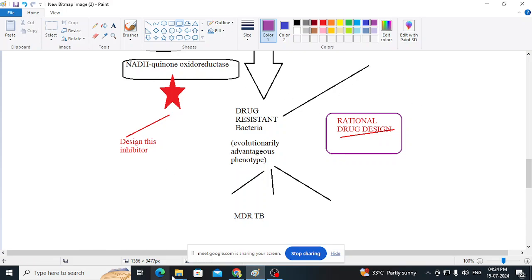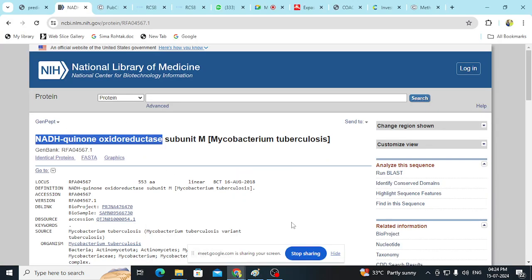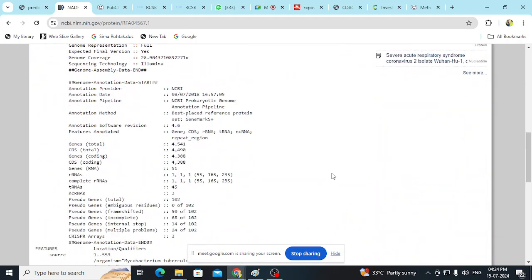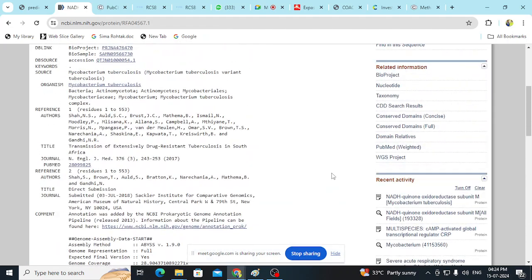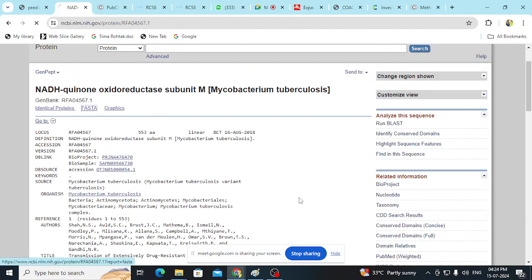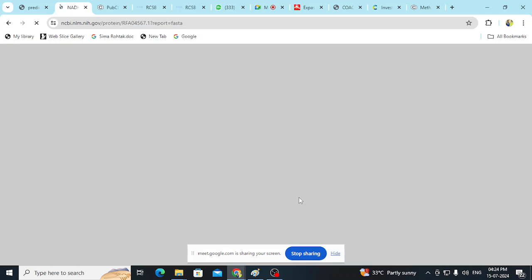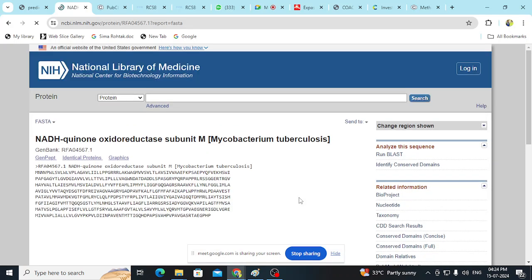Now coming back to this particular protein. So this is our protein. Okay? So this is a GenPept format. We will convert it into FASTA. Now what are we trying to figure out? We are trying to figure out what are the unchangeable domains or very, very stable domains in the whole protein structure.